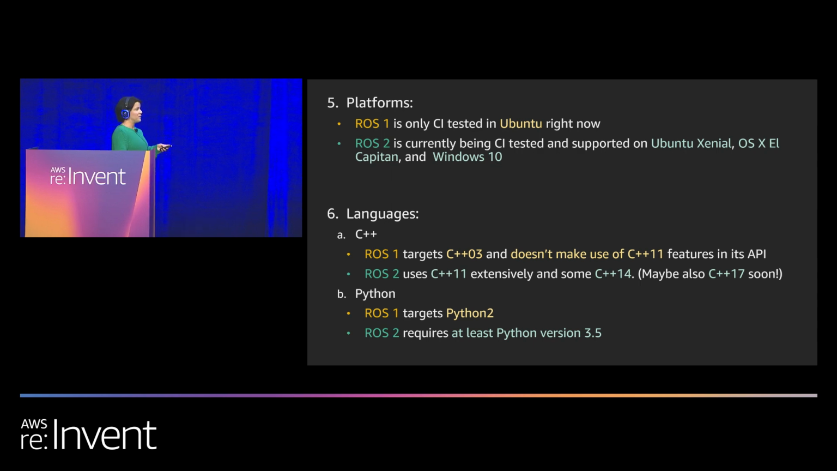Then as far as languages, I have mentioned that mostly people use C++ or Python, for example, for these robotic applications and working with ROS. And previously with ROS1, it only targeted C++03, and it didn't even make use of C++11. That's so far behind. Now ROS2 is using C++11 extensively, and even some C++14. So that's really good, definitely a lot better coverage. And as far as Python, ROS2 is requiring at least Python version 3.5. So exciting times, people, exciting times.